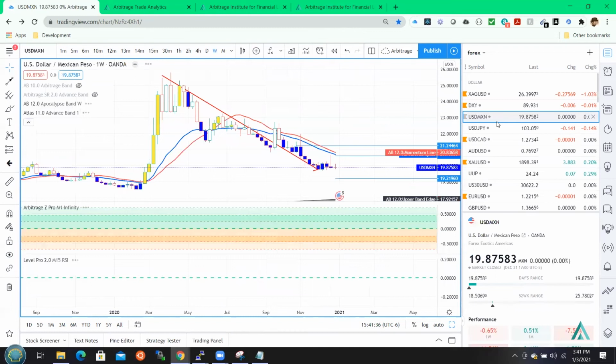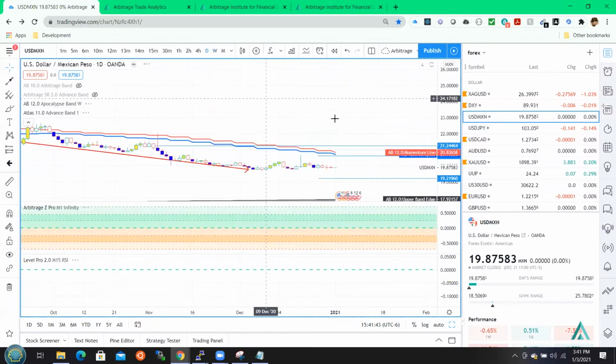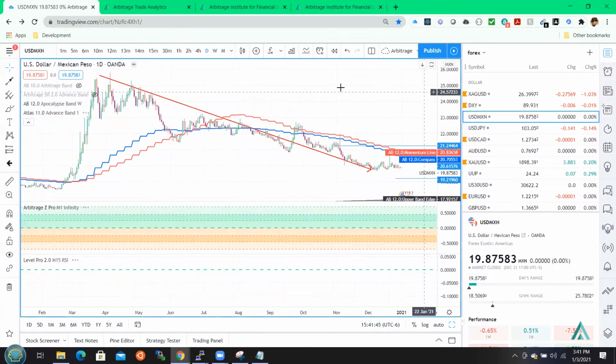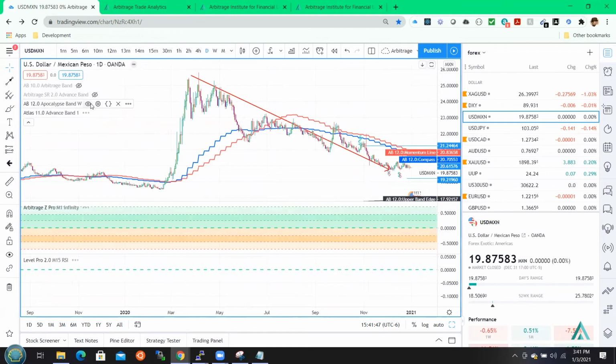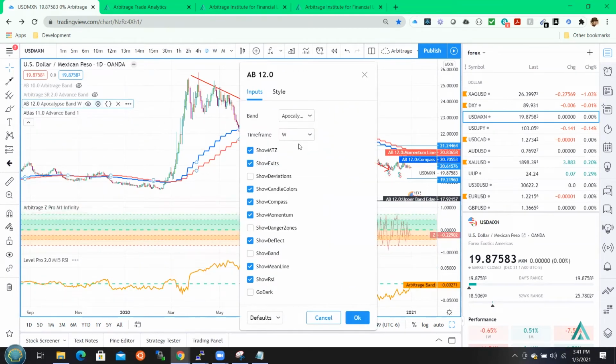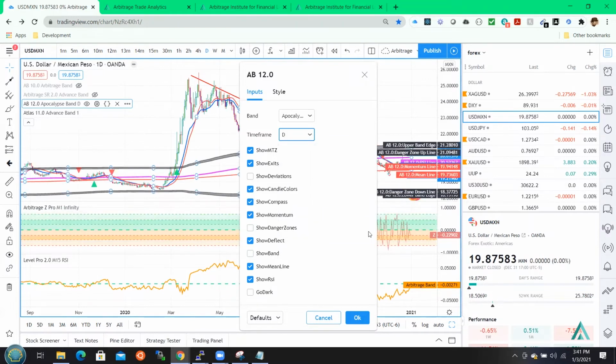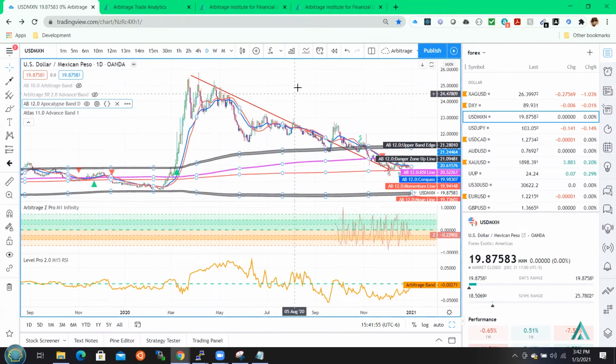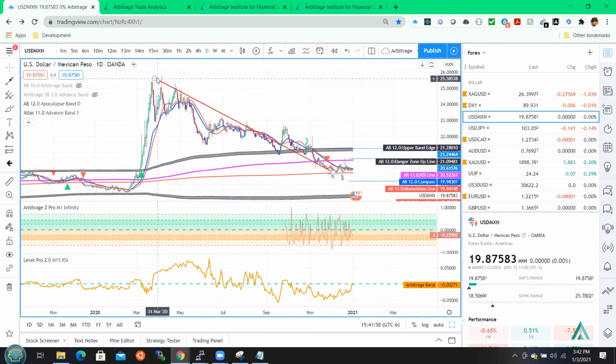All right. So going back, talking about USD MXN. This is tacos. We were on tacos. We were on the daily time frame. So let me go back to the daily because I want to see the daily apocalypse because that's what I have on. This is what we were seeing, right? So basically from all the way up here, we started playing this guy down.